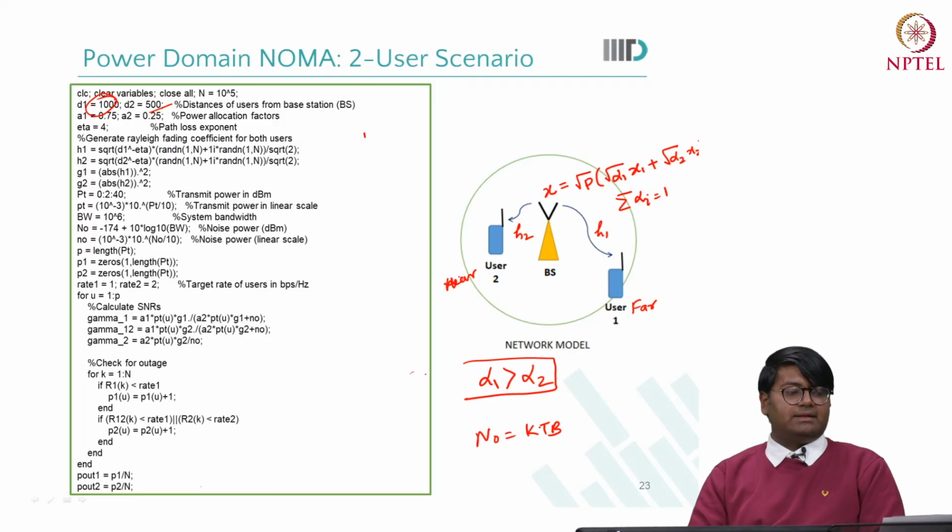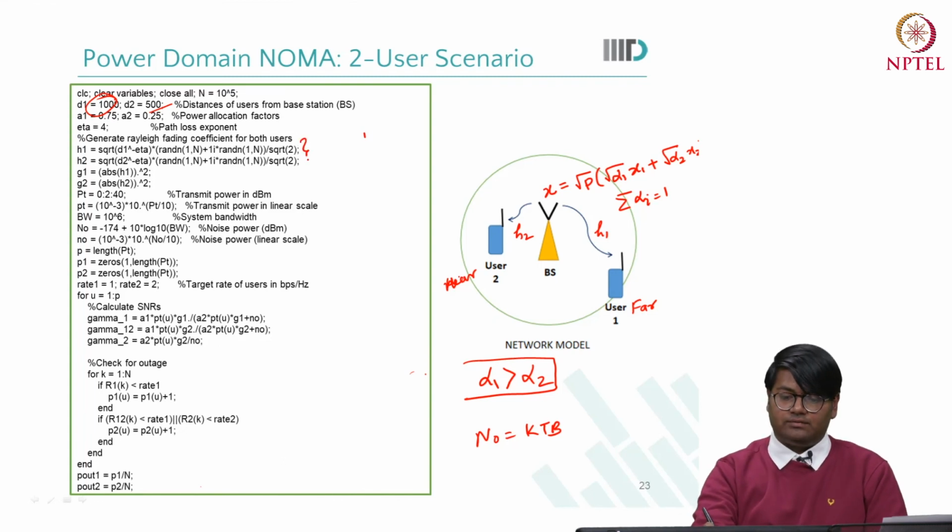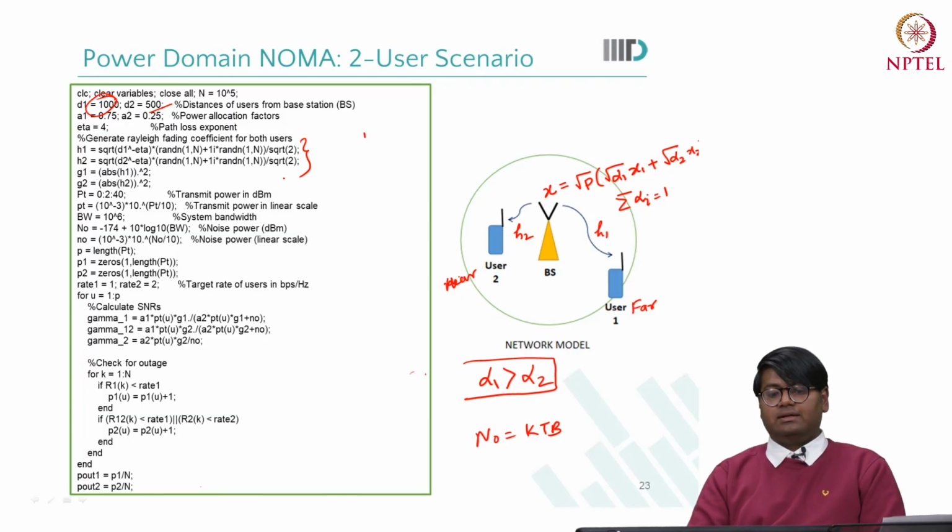So next we have to generate the relay fading coefficients H1 and H2 to simulate the channel between the 2 users. And this can be done using the following MATLAB code. So these are the MATLAB codes which are used to generate the relay fading coefficients for both the users. In order to plot the outage probability, we first need to set the target rate for each user. So for user 1, we set the target rate as 1 bit per second per hertz, and for user 2, we set the target rate as 2 bits per second per hertz.